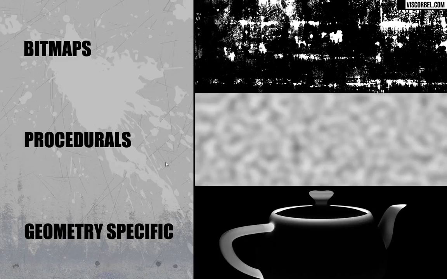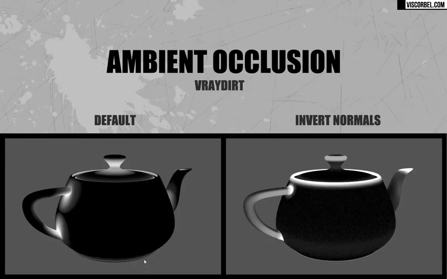Okay, and next you have the geometry specific masks. And these masks are generated from the 3D model of your object in 3D Max or Vray when the rendering is happening. So these are pretty useful. So let's look at some examples of geometry specific masks. So the first one is ambient occlusion, or Vray dirt.